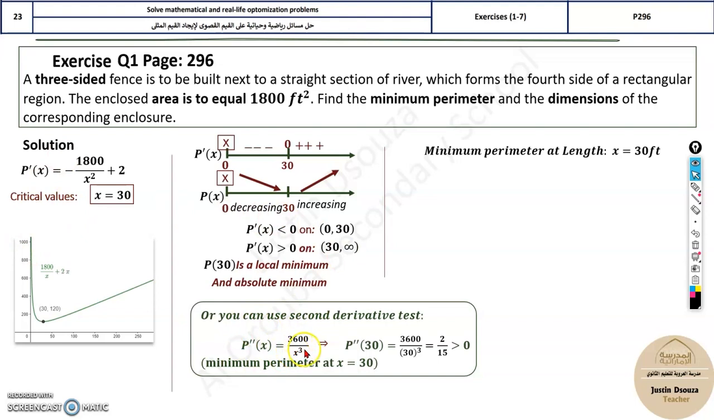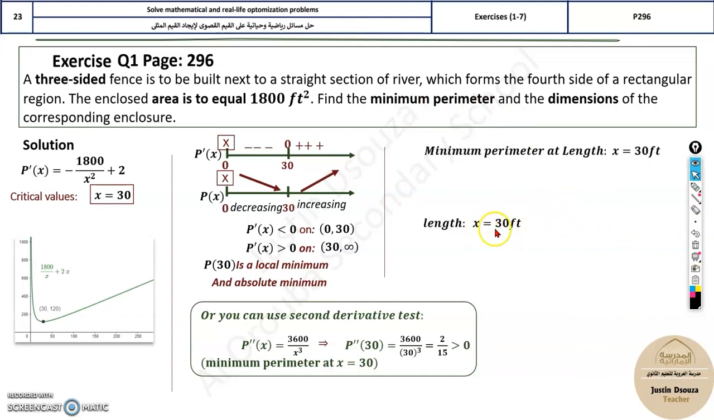And then now what do you do? Apply the critical values. Put the critical value instead of x and solve. Over here you can see the value is positive, greater than 0. That means if the double derivative at the critical number is a positive value, it's concave up. So what do you have over here in the parabola? Minimum value. So it will be absolute minimum at 30. Okay, so we wanted the minimum perimeter itself.